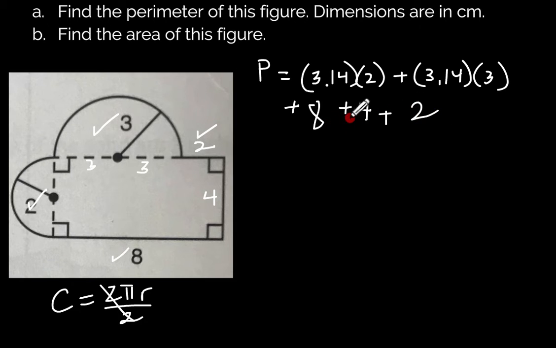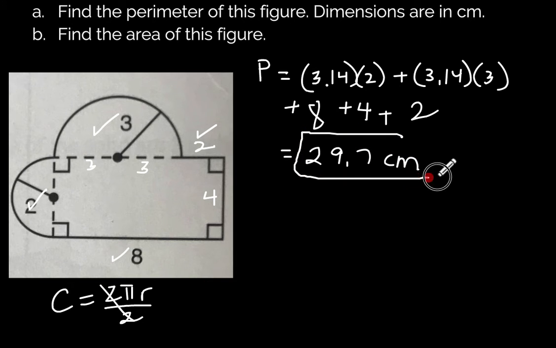So when you do all the work for this one, which I hope you did, you just enter it in your calculator and we get 29.7 centimeters. Not squared because it's just a length. Okay, area.